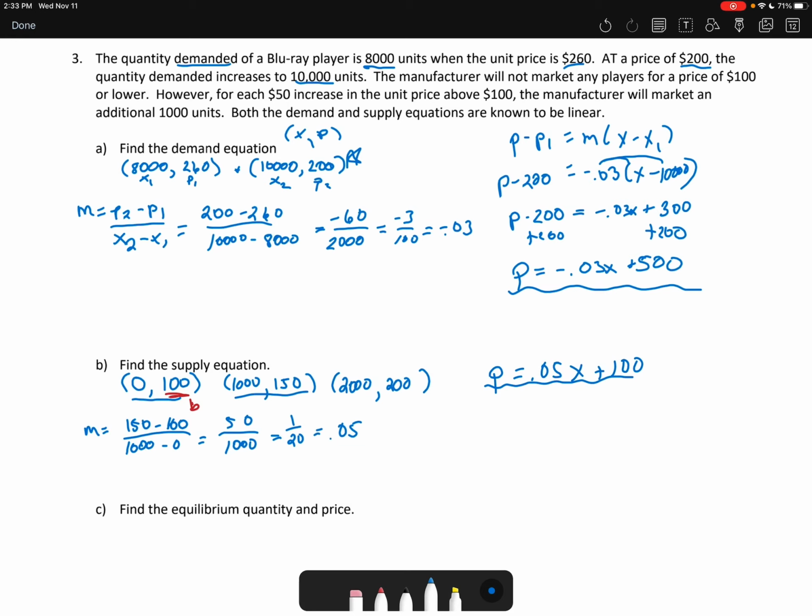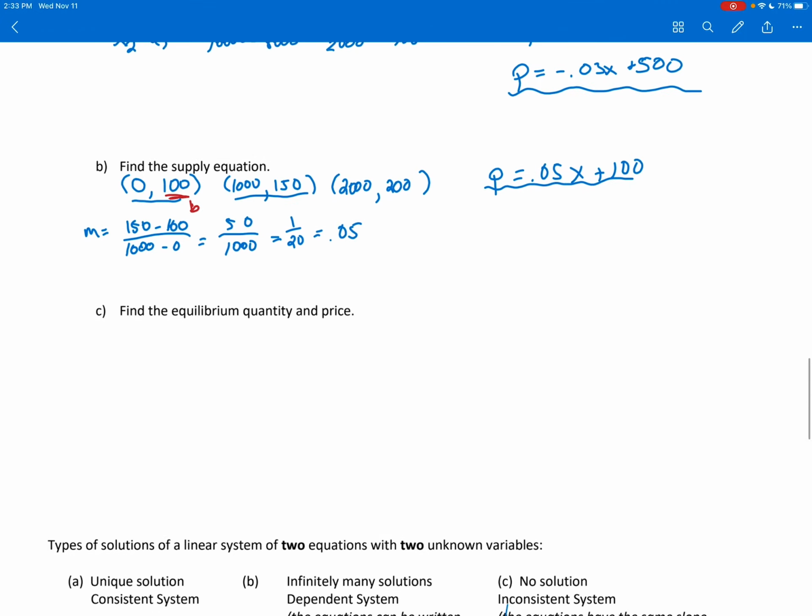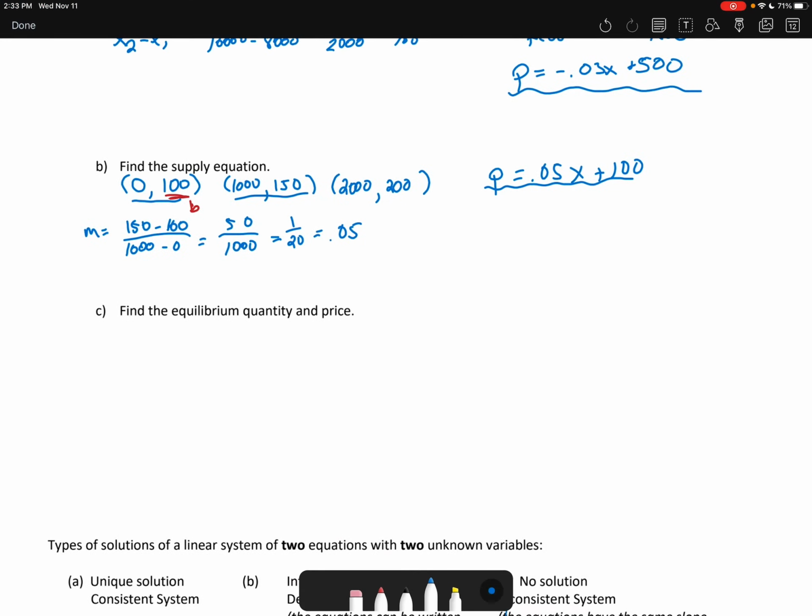Then we want to find the equilibrium quantity and price. I'm going to scroll up a little bit here. In order to find the equilibrium quantity and price, we want to find where these two cross each other, find their intersection point. These are set up great for a substitution where we just set them equal to each other, since they're both currently solved for p. So I'm going to set this up as negative 0.03x plus 500 equals 0.05x plus 100, and just solve that.